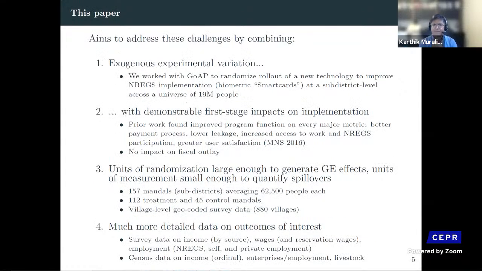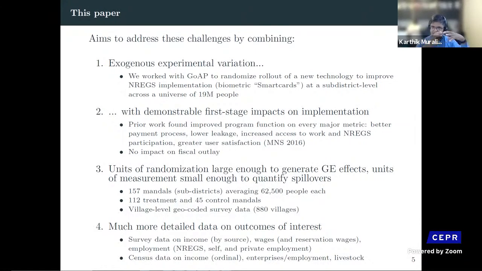Okay, so what is this paper trying to do? What we're trying to do is address these challenges by combining first exogenous experimental variation. We worked with the government of Andhra Pradesh, this is the undivided Andhra Pradesh, in 2010 to 2012 to randomize the rollout of a new technology to improve NREGA implementation.